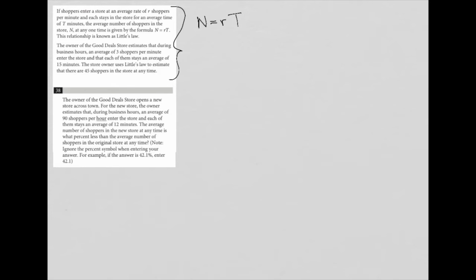So question 38 says the owner of the Good Deal store opens a new store across town. For the new store, the owner estimates that during business hours, an average of 90 shoppers per hour. So again, we have R equals 90 shoppers per hour. So we need to convert that to per minute because that's what the unit for R is. So again, 1 hour is 60 minutes, the hours cross out diagonally.